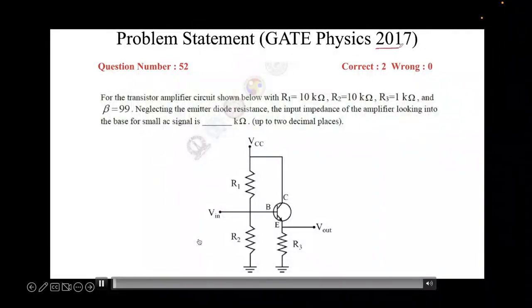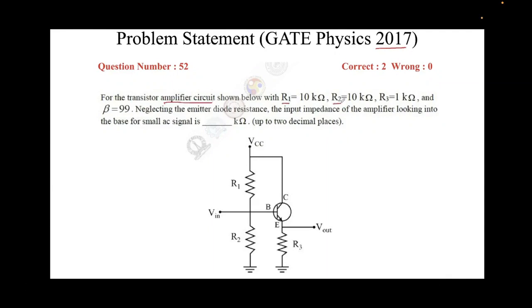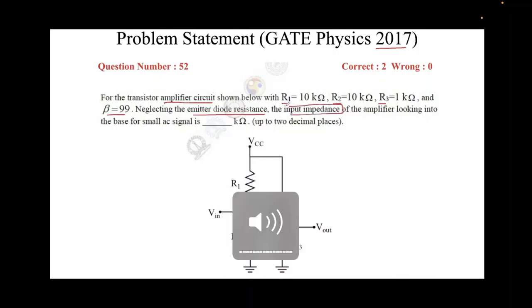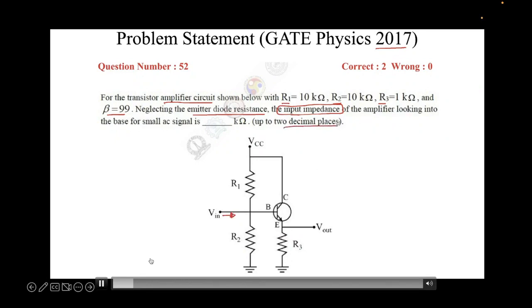The problem statement from GATE Physics 2017 reads as follows. For the transistor amplifier circuit shown below with R1 equal to 10 kilo ohms, R2 equal to 10 kilo ohms and R3 equal to 10 kilo ohms and beta equal to 99. Neglecting the emitter diode resistance, the input impedance of the amplifier looking into the base for the AC small signal is dash kilo ohms. This is a numerical answer type question and we need to find our answer and then round it off to 2 decimal places and we'll fill in the blank here.